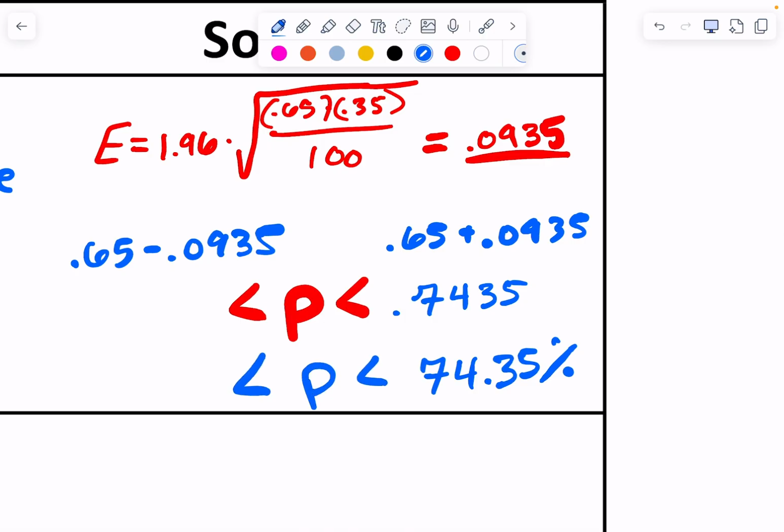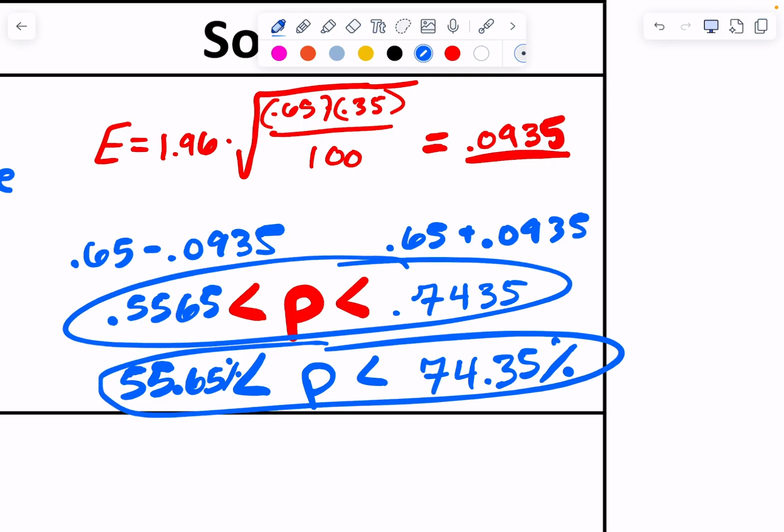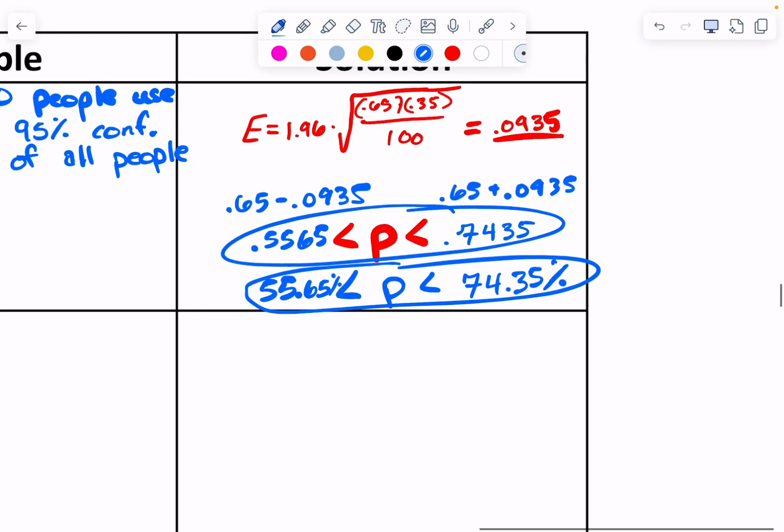I'm giving you both options here. If you subtract, what do you get? 0.5565. Okay? So 55.65%, right? We're adding and subtracting this from P. One of those two. I don't care how you write it. I will take either one, because you can have it as a decimal or a percent. Or a fraction, but that would be so ugly.